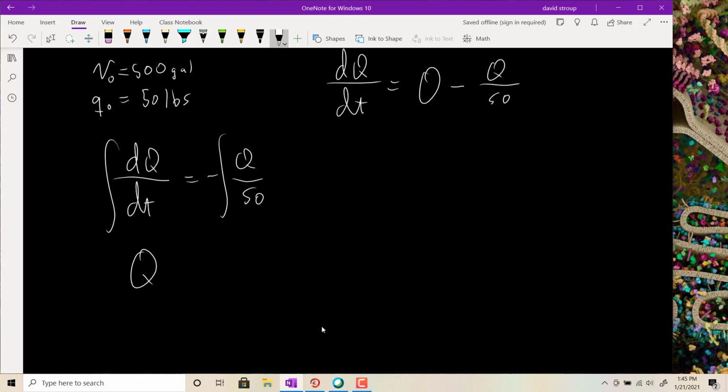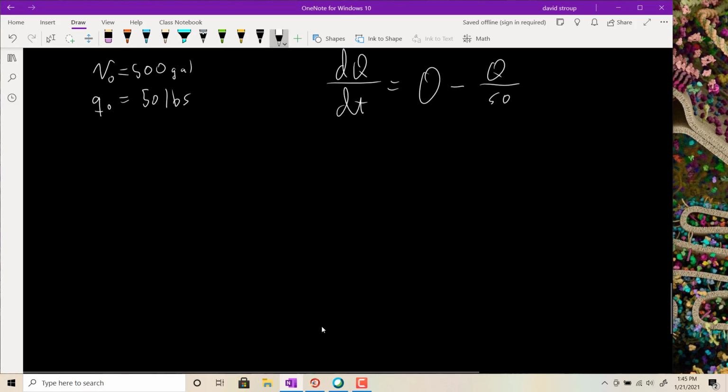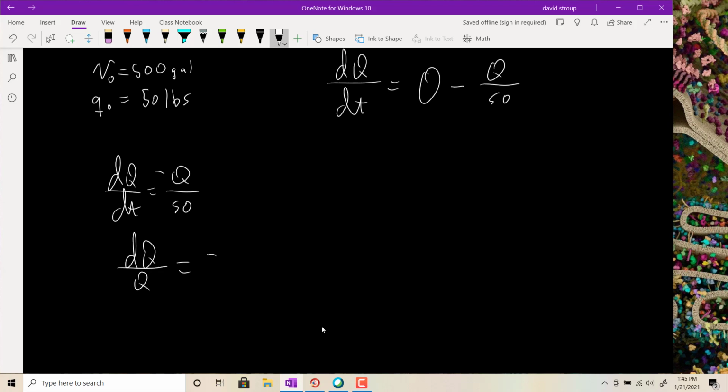Whoops, I didn't separate. So dQ/dt equals negative Q over 50. Separate, so dQ over Q equals negative 1 over 50 dt. Integrate, and I get ln of the absolute value of Q equals negative 1/50th t plus C.